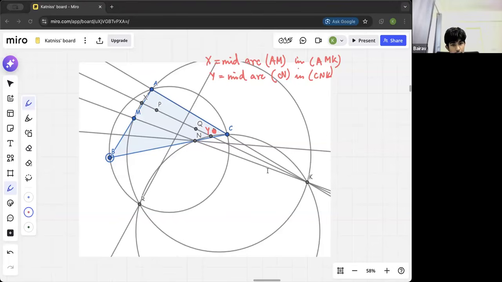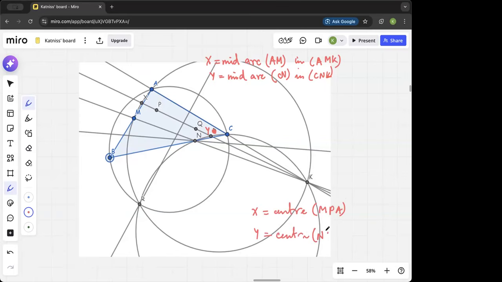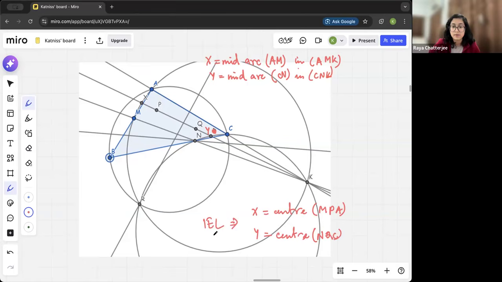Yes. So now I will make a claim: X and Y are the circumcenters of MPA and NQC. So X is the center of MPA, Y is the center of NQC. Can you see Y? Perfect. Yeah. So the incenter-excenter lemma gives this. So this is nice.